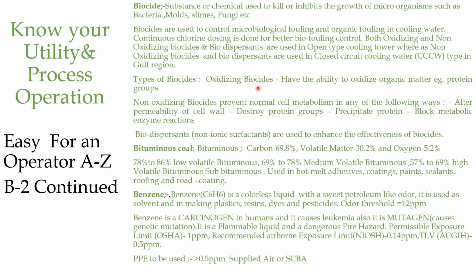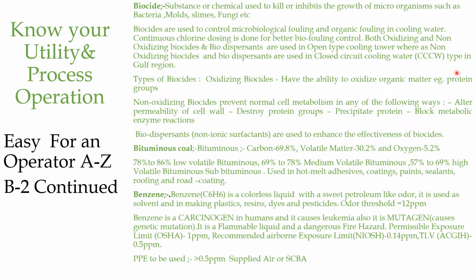Types of biocide: oxidizing biocides have the ability to oxidize organic matter except protein groups. Non-oxidizing biocides prevent normal cell metabolism in any of the following ways: alter permeability of the cell wall, destroy protein groups, precipitate protein, block metabolic enzyme reactions. Biodispersants or non-ionic surfactants are used to enhance the effectiveness of biocide.